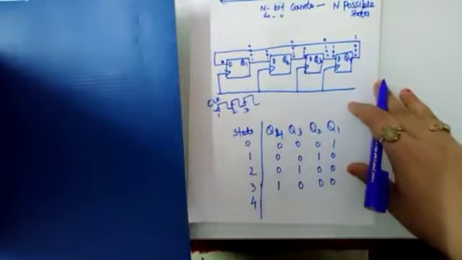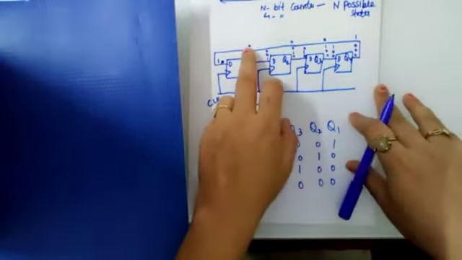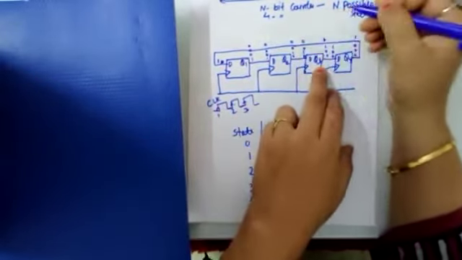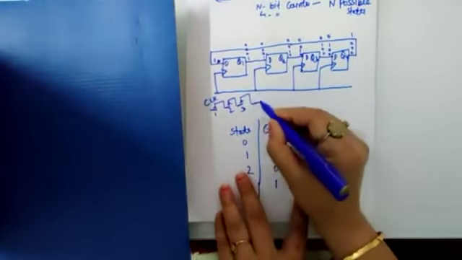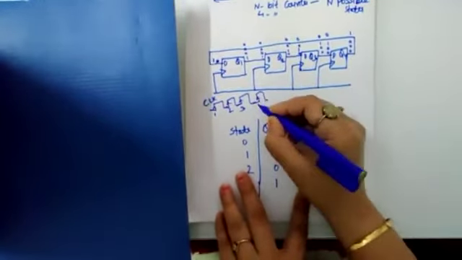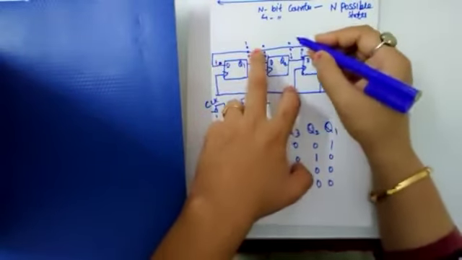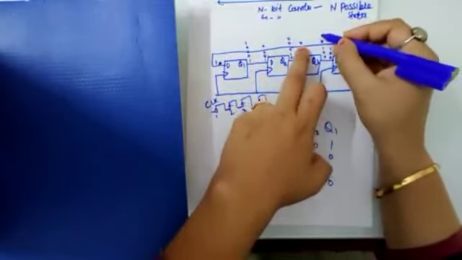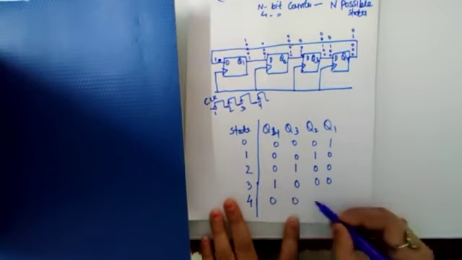Okay, now again we check the inputs. This 1 comes here as the input. Okay, now 0 is the input for the second flip-flop, 0 is the input for the third flip-flop, 0 is the input for the fourth flip-flop. Now we can apply the fourth clock pulse. What will happen? This 1 comes here across Q1, 0 comes here across Q2, 0 comes here across Q3, and 0 comes here across Q4. So the output is 1, 0, 0, 0.